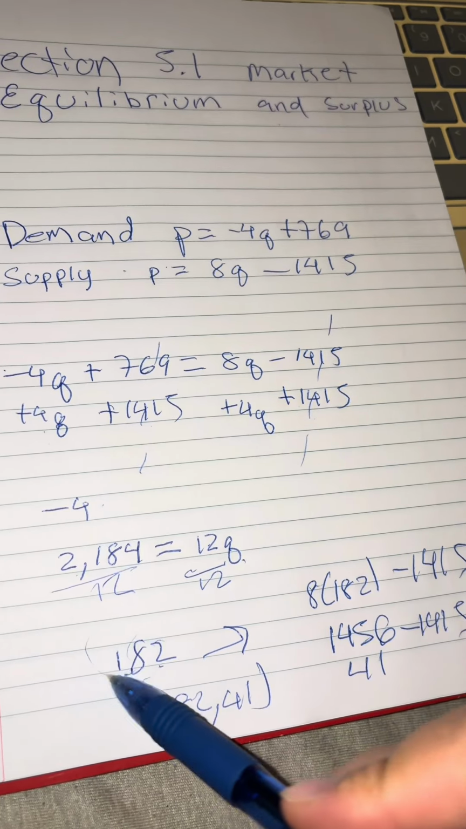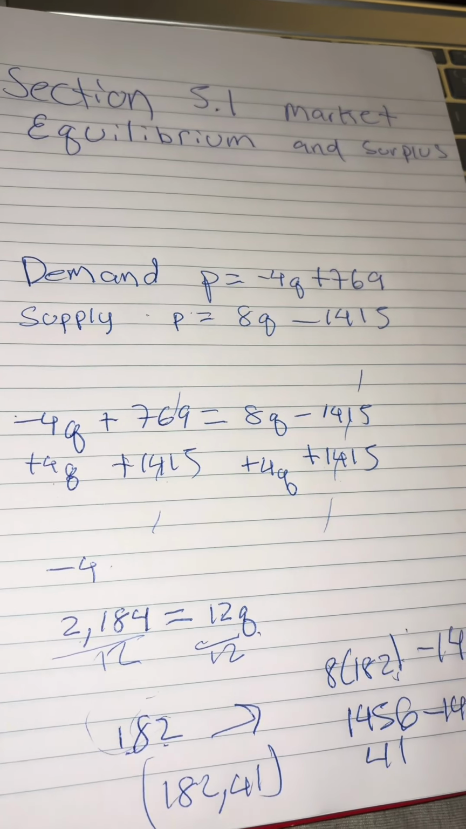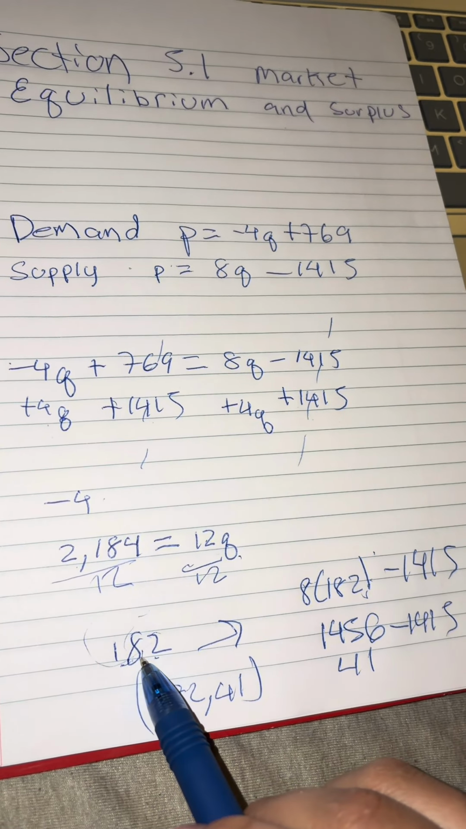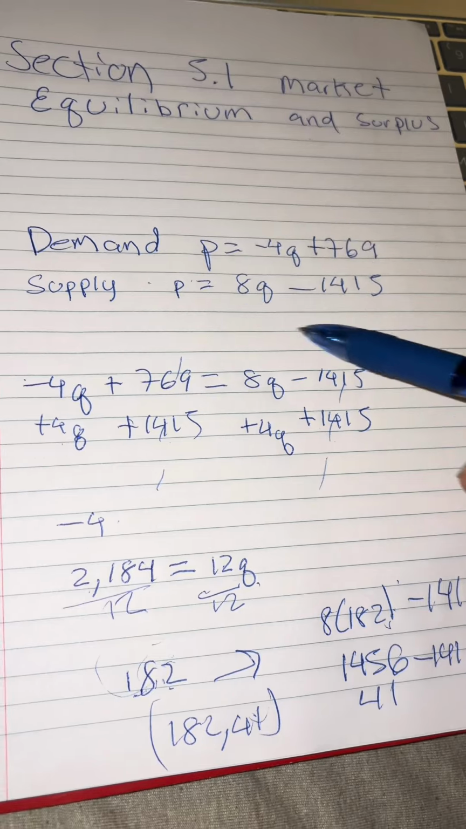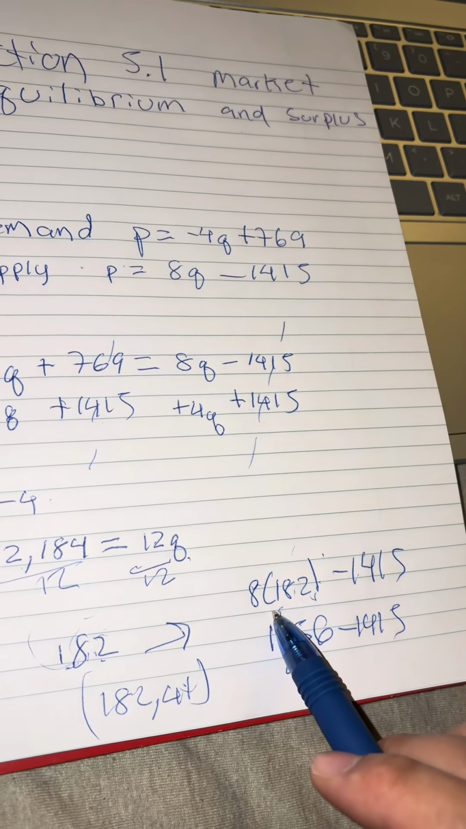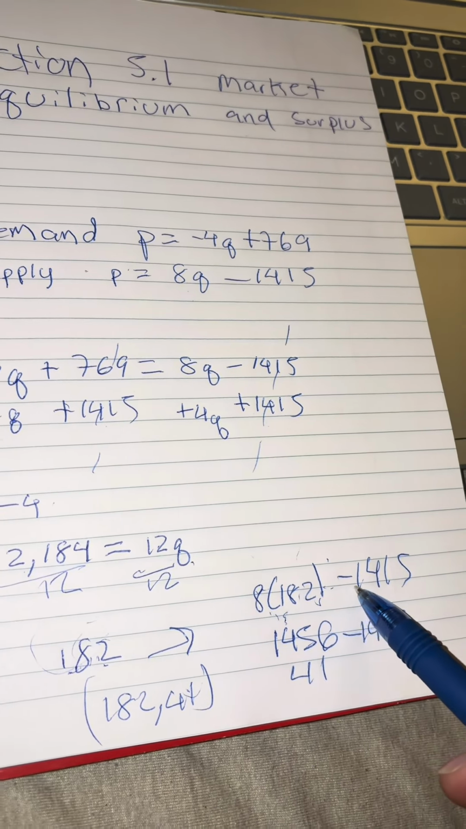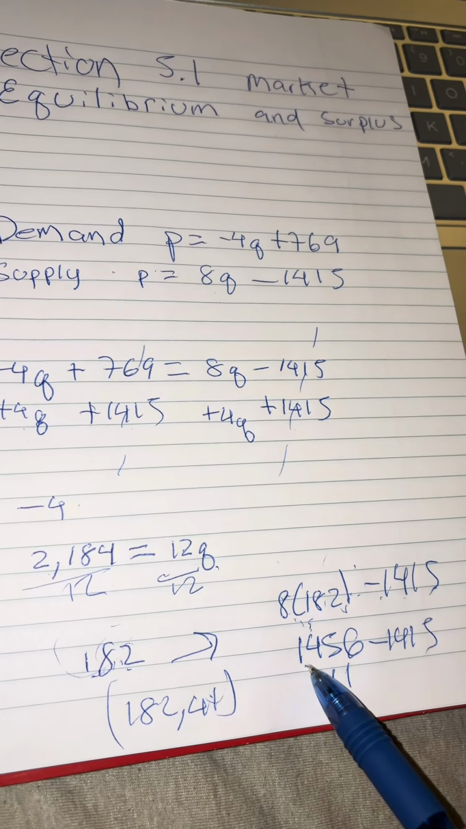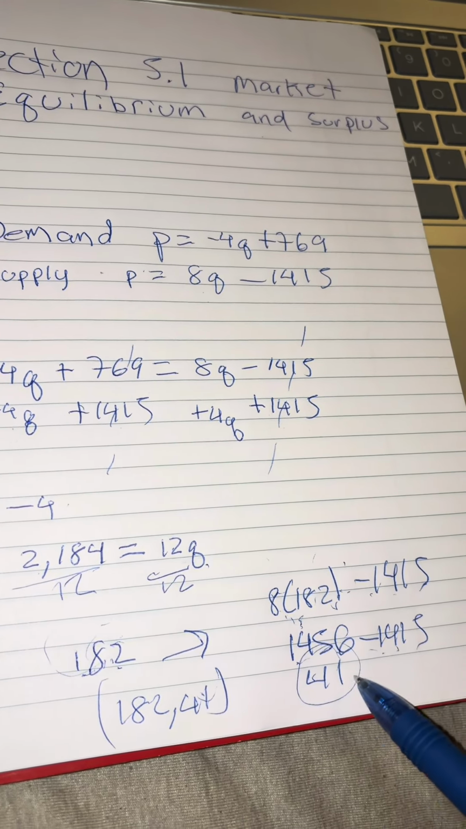We then have to plug 182 back into one of the equations to find the equilibrium point, because this is just one of the coordinates, which is x, and so in order to find y, we have to plug it back into the equation. And so I plugged it into the second equation, which is P equals 8 times 182 minus 1415. So then I multiplied and I got 1456 minus 1415, which gave me an answer of 41.